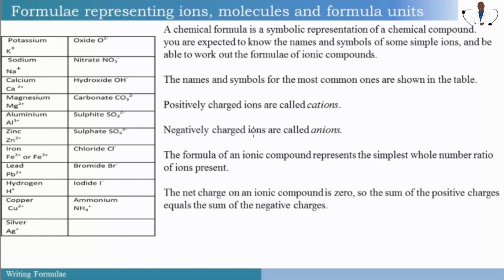Now the formula of an ionic compound represents the simplest whole number ratio of ions present. Bear this in mind, it is very important. Also, the net charge on the ionic compound is 0. That is, the number of positive charges is equal to the number of negative charges, which gives you a cancellation of the charges and is equal to 0. Let's look at some basic things that you should know in order to write formulas.